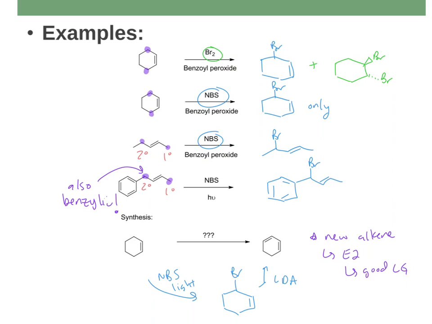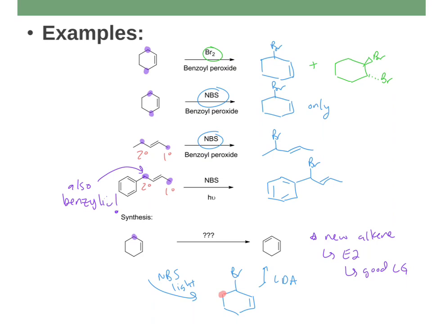Because NBS is going to do the allylic bromination. NBS is going to put a bromine here. And then LDA is just going to take off the hydrogens at this spot to give me that diene. So I'm able to introduce a new alkene that is now conjugated with that first alkene.